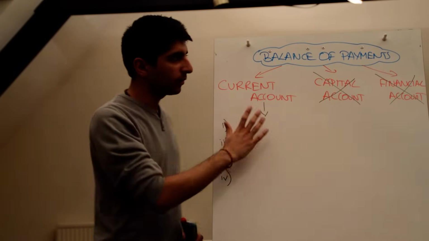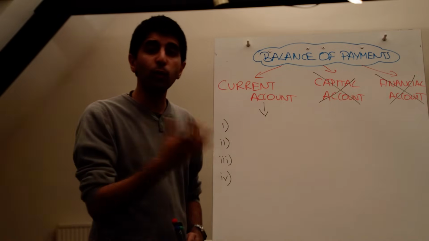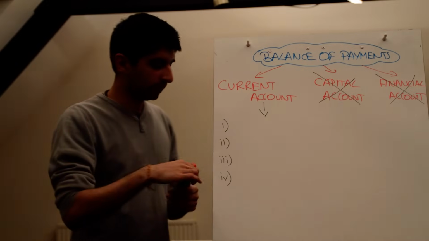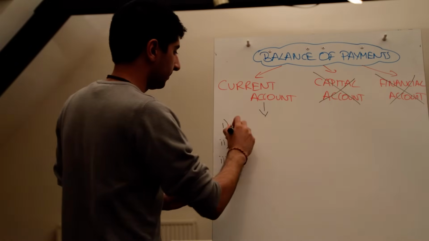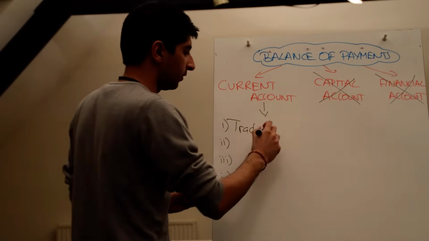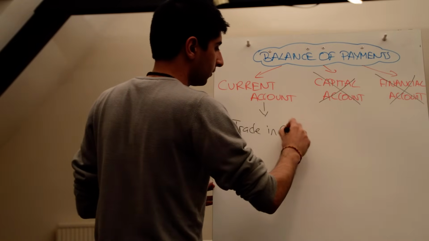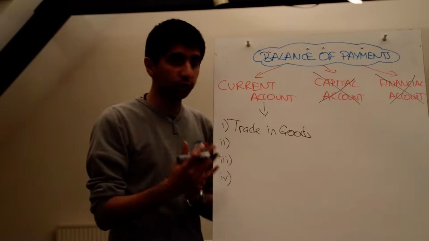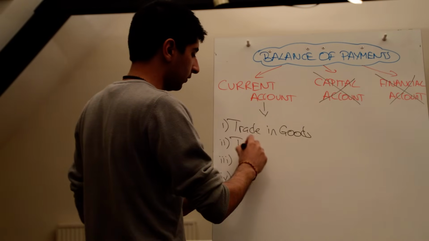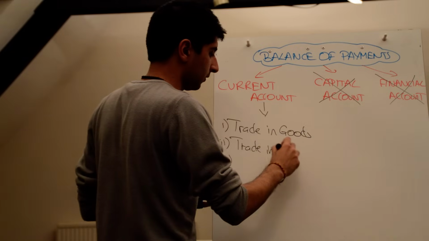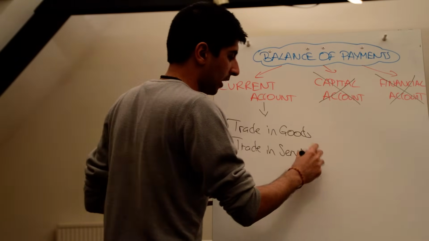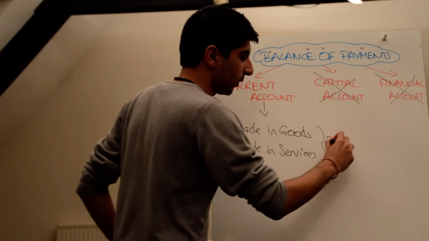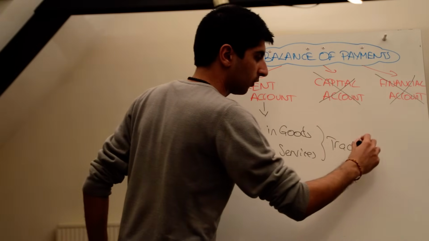So, the current account of the balance of payments consists of 4 different sections. You need to know all 4. The top 2 are the most important, because they're the ones that relate to trade. So, the current account measures, number 1, the trade in goods, so exports and imports of goods. It also measures trade in services, exports and imports of services. Together, this is known as the trade balance for a country.